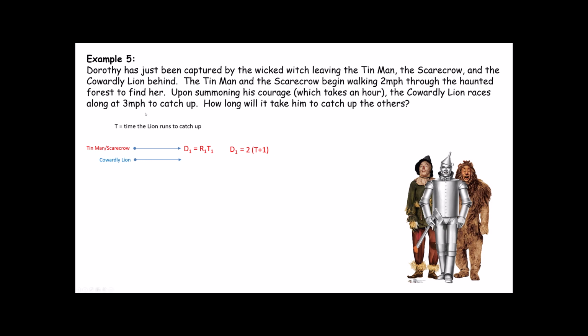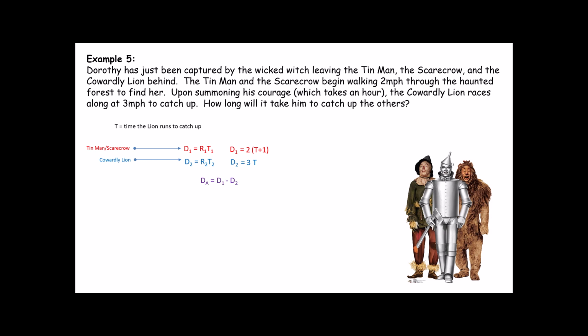My variable is defined as the time the lion runs. But the lion started an hour later than everybody else. Since he started an hour later and he is T, they have walked all the hours he walked and 1 more. This is a little bit tricky. When we look at the Cowardly Lion's distance, it is unknown. We know that he's in a hurry trying to catch up, so he goes 3 miles per hour, and we've defined the time as how long it takes him.